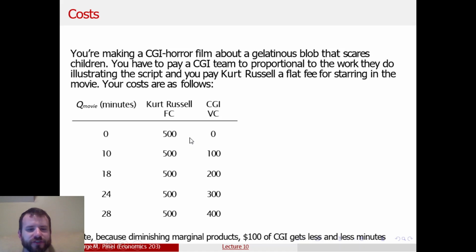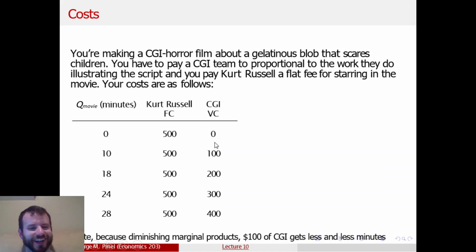I do want to note, my head is in the way, but it says note over here, because there's diminishing marginal products, $100 of CGI gets less and less minutes. Notice on this column, the variable cost is increasing by 100, but it's only getting you 8 minutes here. So it goes from 10 minutes to 8 minutes to 6 minutes to 4 minutes. So you're getting decreasing marginal product per unit of input. The unit of input will be your CGI minutes. So the input into the CGI team.